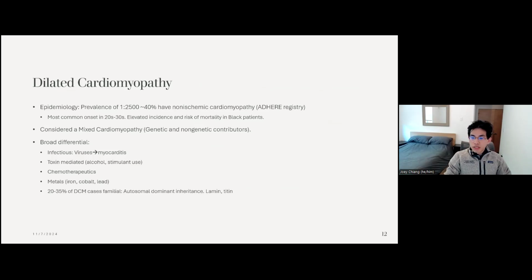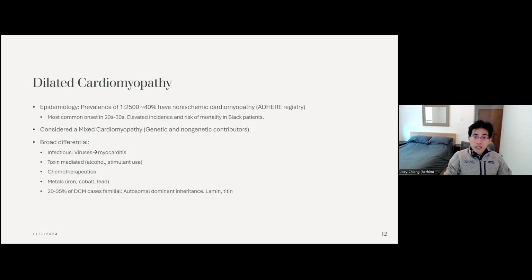Great. So next up, we'll chat about dilated cardiomyopathies. Dilated cardiomyopathies are kind of a catch-all phrase. It's really just any sort of process by which you end up having eccentric dilation of the heart. And there are many conditions that can lead to this. As far as the epidemiology of this, typically one of every 2,500 patients can have this, but I think that number actually might be a little bit higher. 40% of them do have non-ischemic cardiomyopathy. Many people can have onset in their 20s to 30s, depending on the etiology.